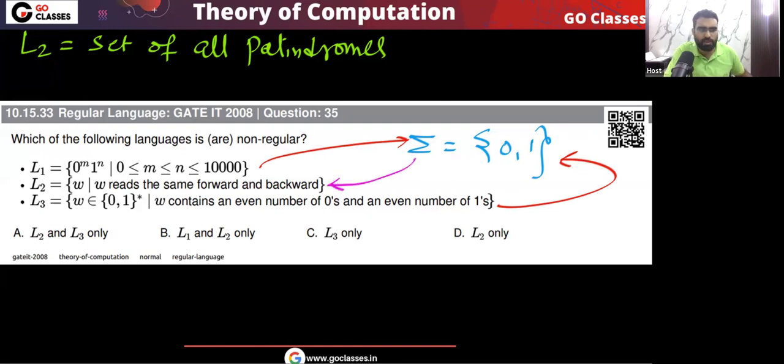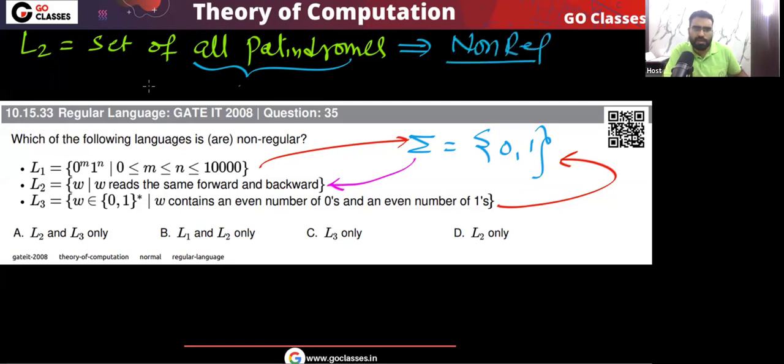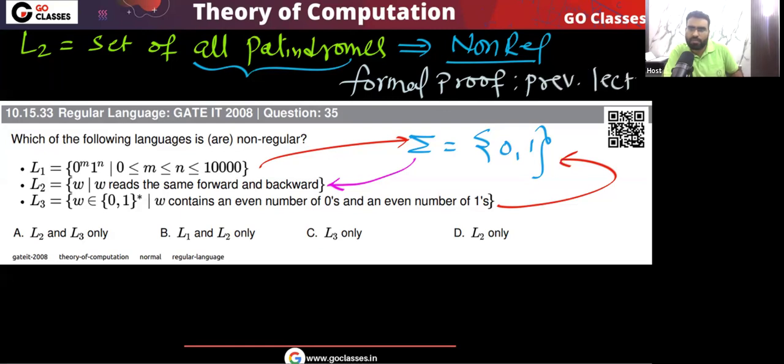So you can see what L2 is. L2 is basically the set of all palindromes, because W reads the same forward and backward. In the previous lecture we have seen this is non-regular. If you want the formal proof, you will find it in the previous lecture. Is this clear? If you are interested in how to prove that this is non-regular, the formal proof we have discussed in the previous lecture. Okay, now what about the remaining ones?